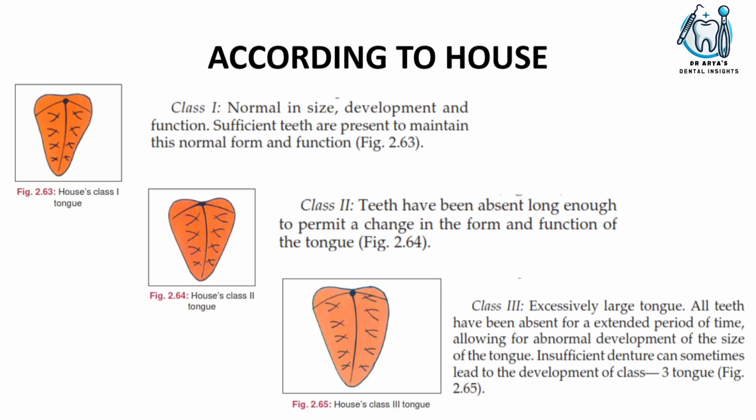According to House, the tongue can be classified into class 1, class 2 and class 3. In class 1, the tongue is normal in size, development and function, and sufficient teeth are present to maintain this normal form and function. In class 2, the teeth have been absent long enough to permit a change in form and function of the tongue. And class 3 is an excessively large tongue. All teeth have been absent for an extended period of time, allowing for abnormal development of the size of the tongue. Insufficient dentures can sometimes lead to development of a class 3 tongue.